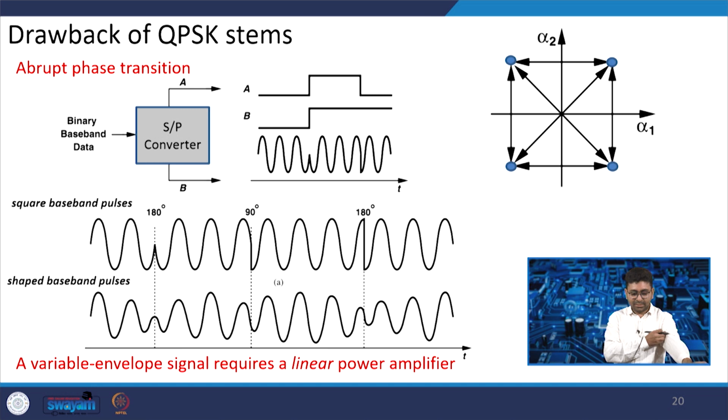What is the drawback? We have already seen QPSK. What is the drawback of the QPSK system?